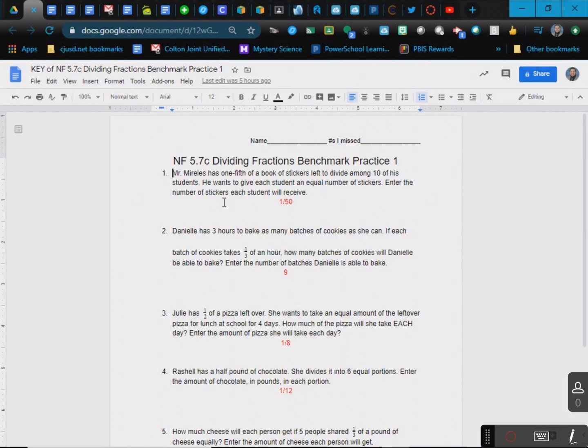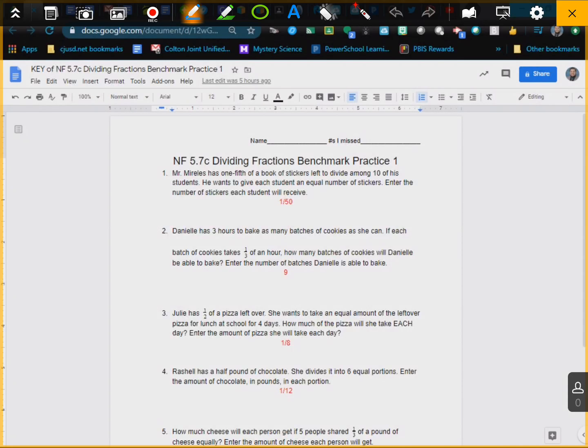So number 1 says, Mr. Morales has 1/5 of a book of stickers left to divide among 10 of his students. He wants to give each student an equal number of stickers. Enter the number of stickers each student will receive.